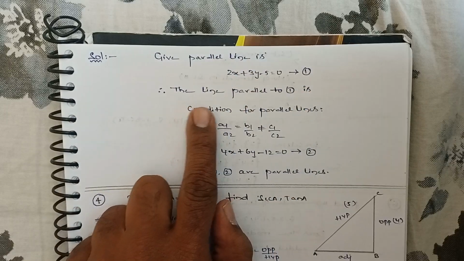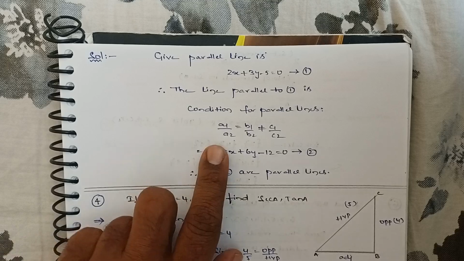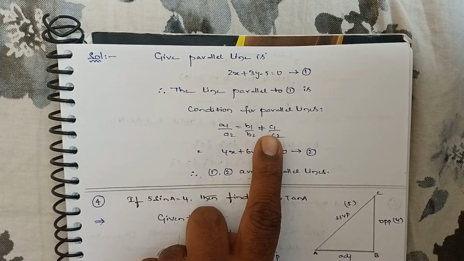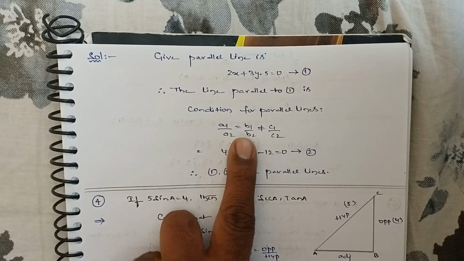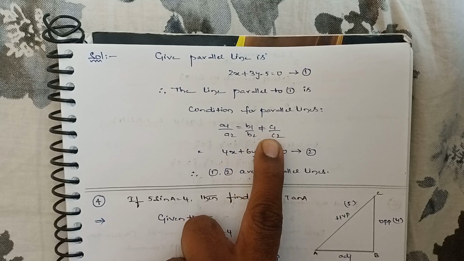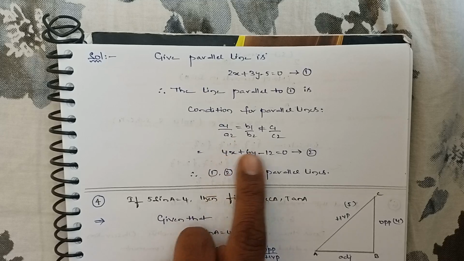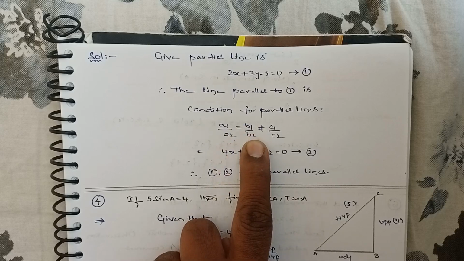This is equation 1. So what is the condition for parallel lines guys? The coefficient of x should be the same, the coefficient of y should be the same in both the equations, and they differ by a constant. So I wrote a formula here: A1 by A2 is equal to B1 by B2 is not equal to C1 by C2. So differ by constant. If A1 by A2 and B1 by B2 are the same and differ by a constant, then we can say that those lines are parallel lines.